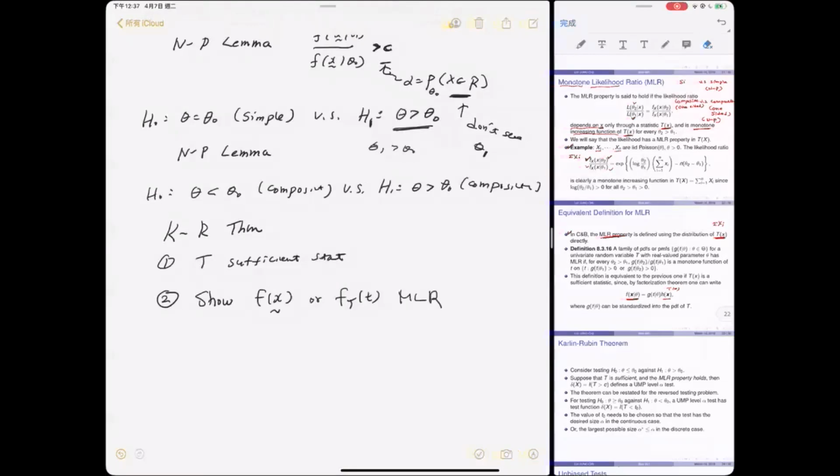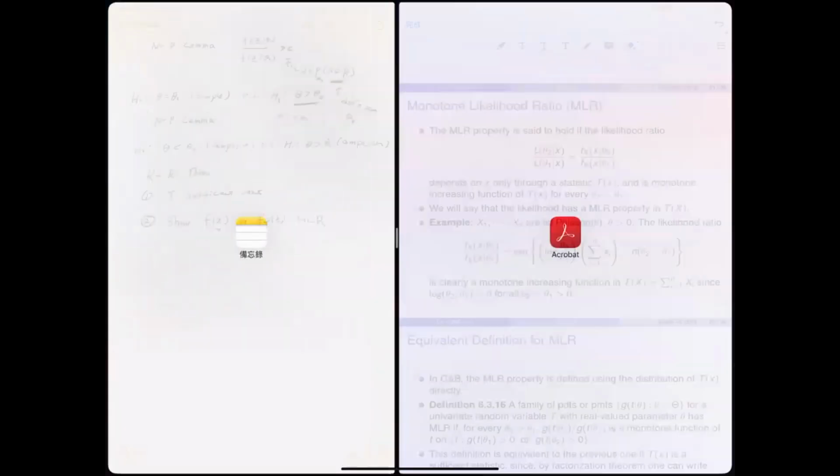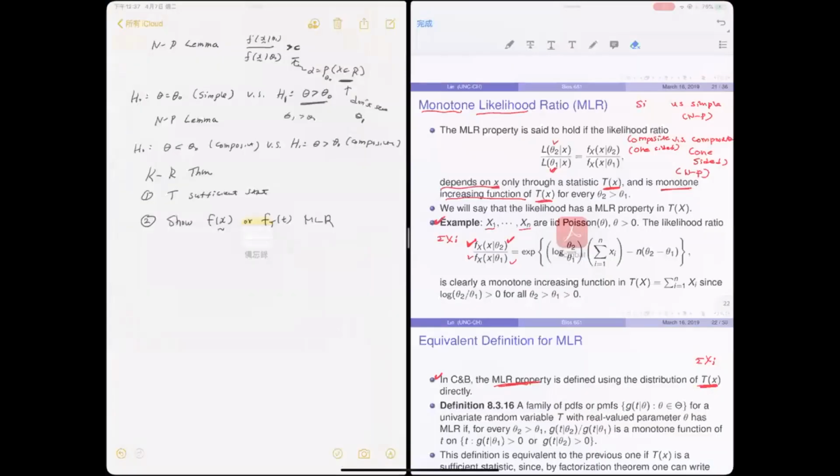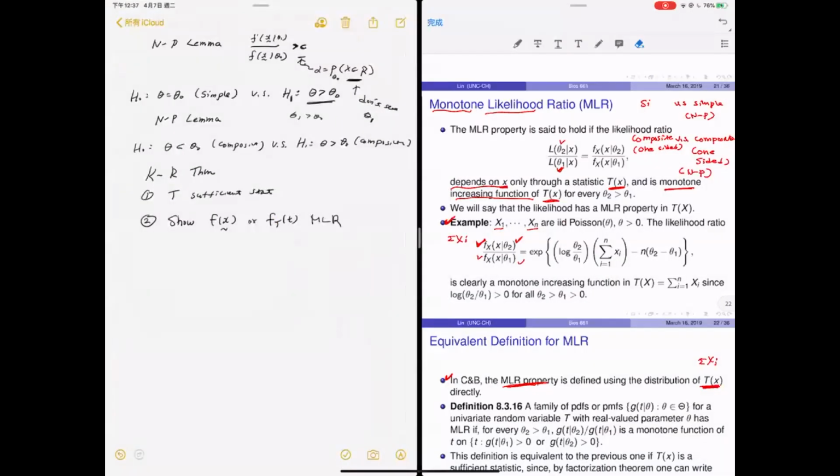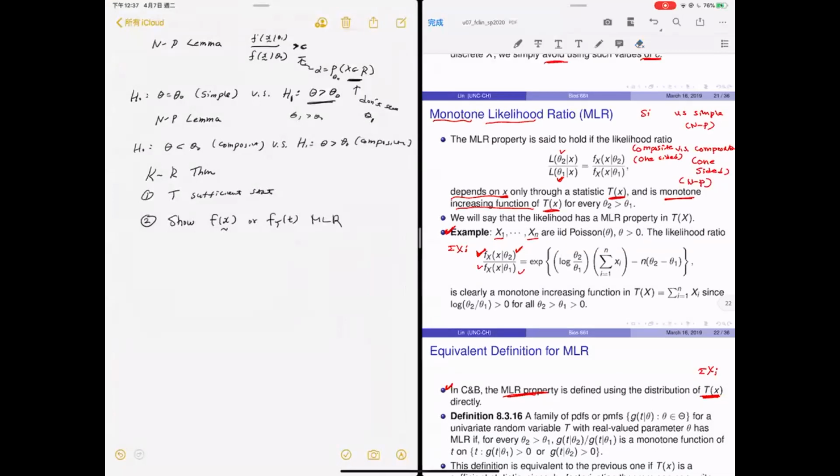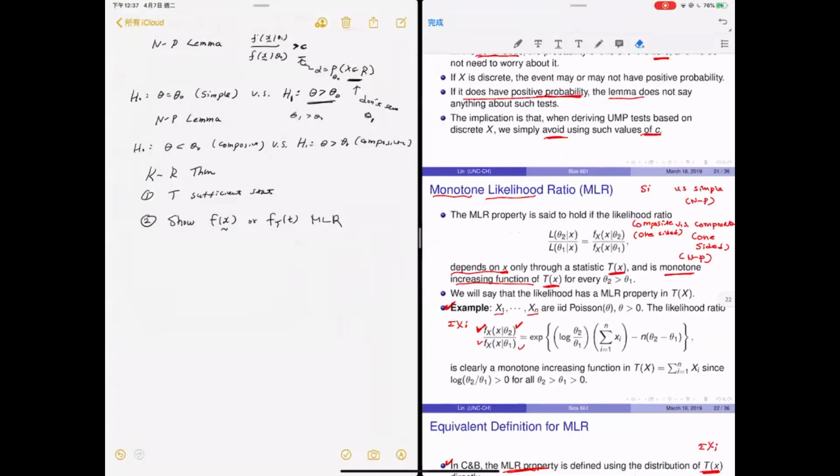Okay, I'm going to make it bigger. Then what is the likelihood ratio property? It's actually you're also working on the ratio of two PDFs, and you are going to show that the ratio of two PDFs right here is going to be an increasing function of your sufficient statistic, if you have theta 1 bigger than theta 0 right here.